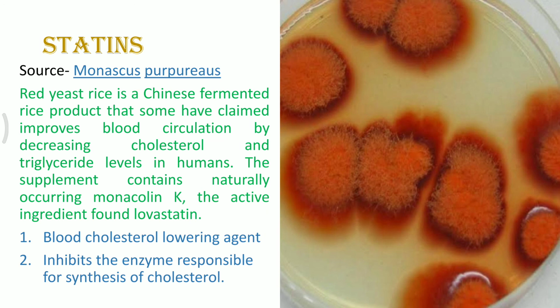Next is statin. It is extracted from yeast, and this yeast is a red colored yeast. Its name is Monascus purpureus. It is extracted from rice. Red rice contains that yeast, and from the yeast we extract the statins.